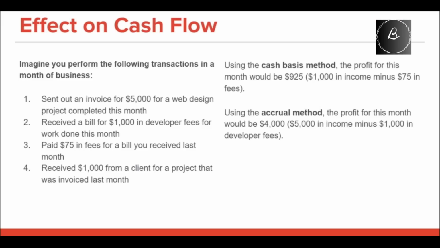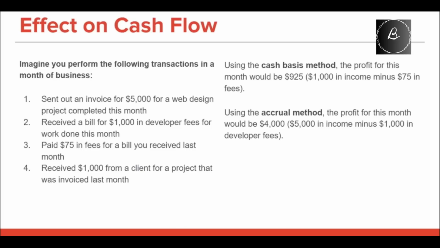Let's see. Using the cash basis method, profit for this month would be $925. That is the $1,000 that you received minus the $75 that you paid. Using the accrual method, the profit for this month would be $4,000. That is the $5,000 that you sent out an invoice for and the $1,000 that you paid in developer fees.